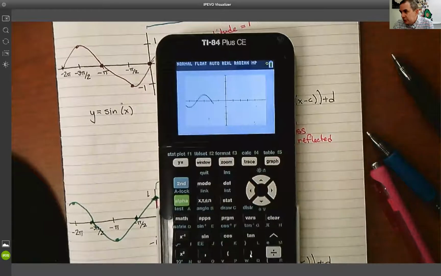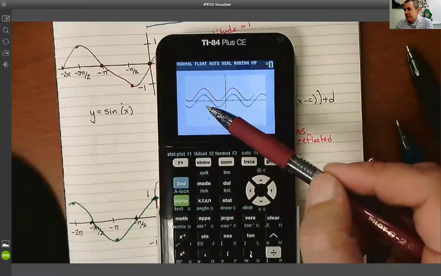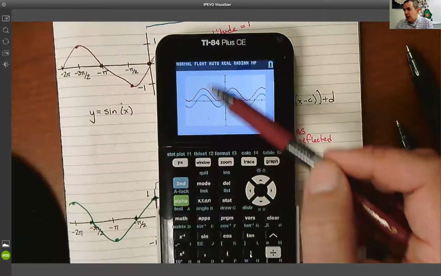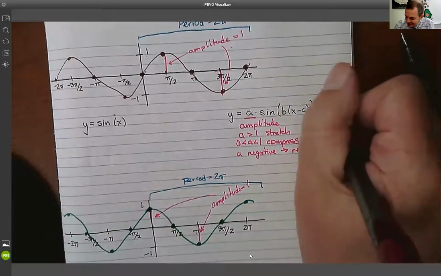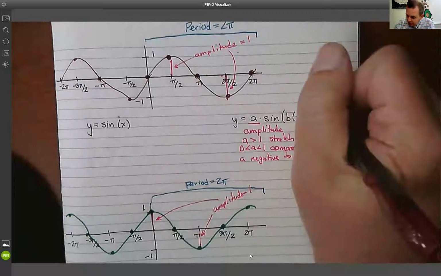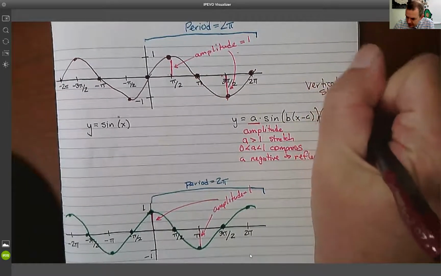So again, there's my original sine x. And if you notice what ends up happening, it took this curve and it shifted it up, it moved it up. So what happens when you play with this D is you do a vertical shift. You do a vertical shift, and remember vertical is up and down.